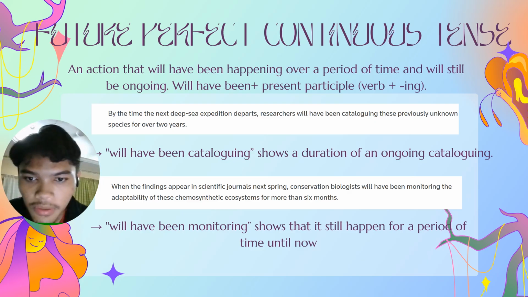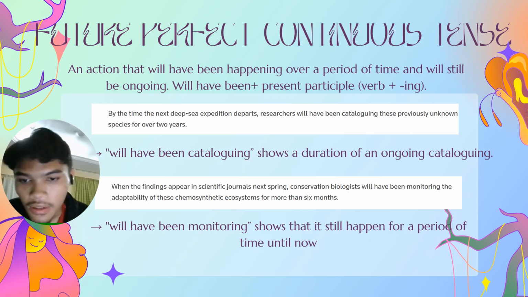Now for the first example, by the time the next deep sea expedition departs, researchers will have been cataloging these previously unknown species for over 2 years. Will have been followed by a present participle that has an ing at the end, in this context is cataloging, shows a duration of an ongoing cataloging.